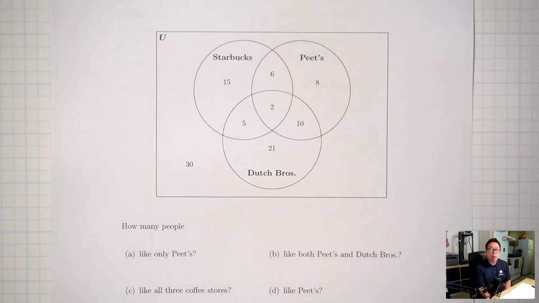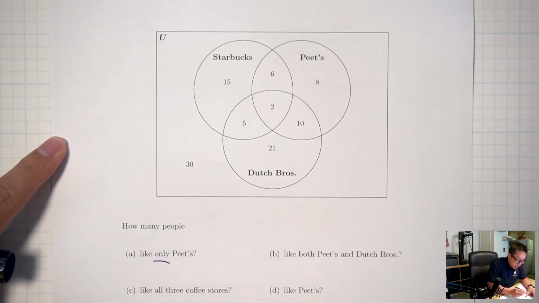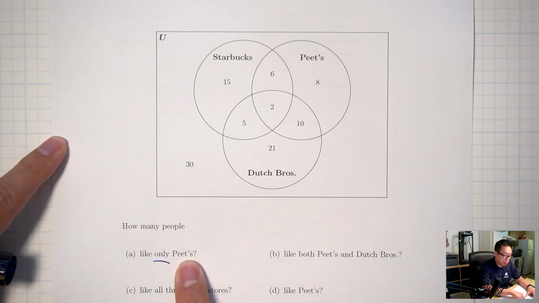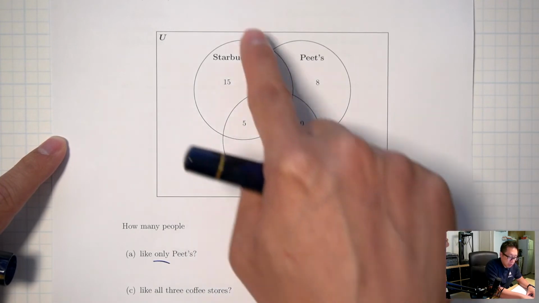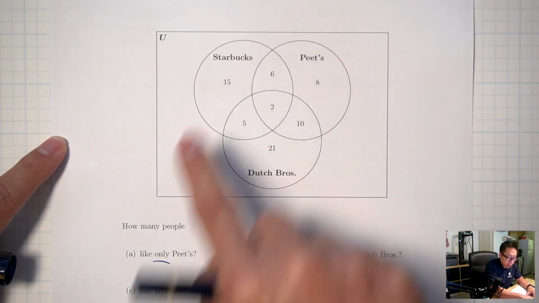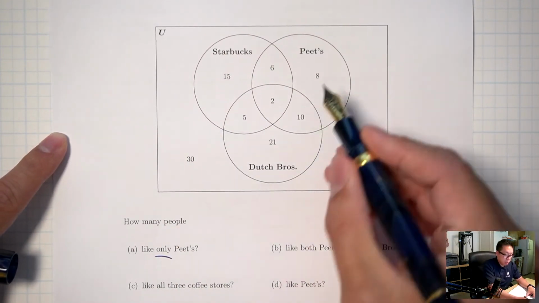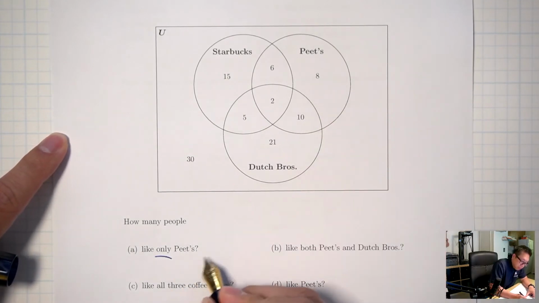How many people like only Pete's? So only, remember, means inside Pete's, but outside of everything else. So what number is inside Pete's, but outside of the other 2 circles? That'd be just 8.